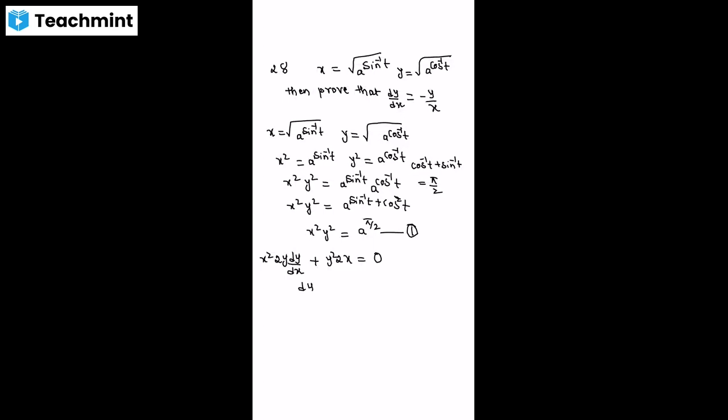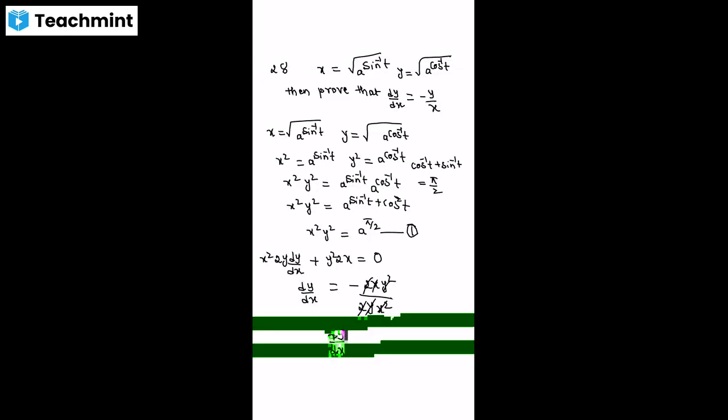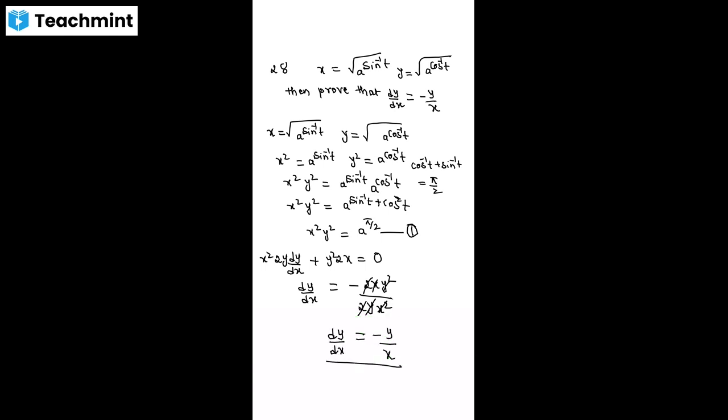So dy by dx is equal to minus 2x y square divided by, this comes below, 2y x square. What got cancelled? 2 got cancelled, x got cancelled, y got cancelled. What is left? dy by dx is equal to what is left here: minus y by x. So we got our result. This is our required result that they asked. Next we move to the 29th question.